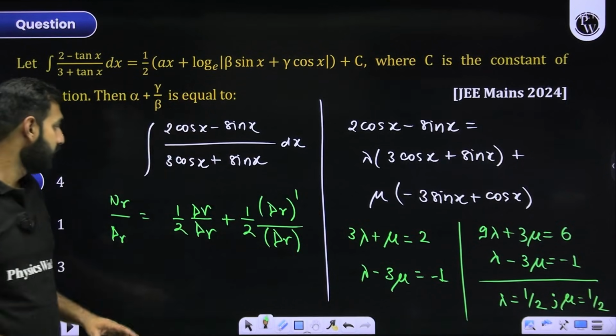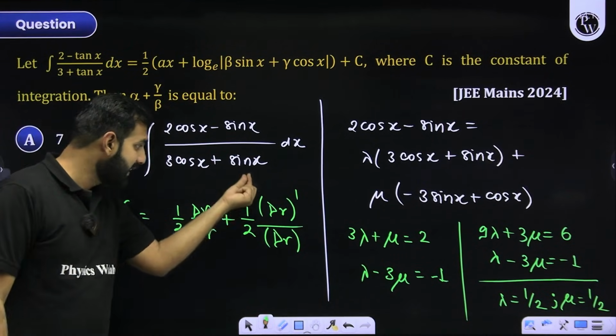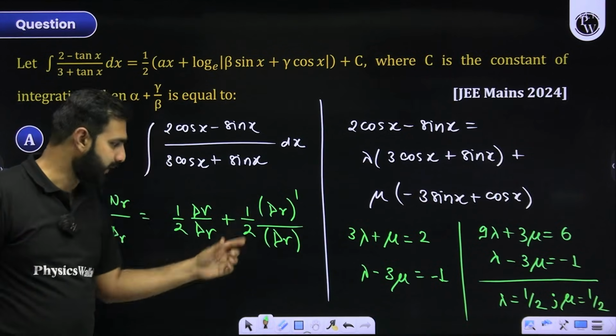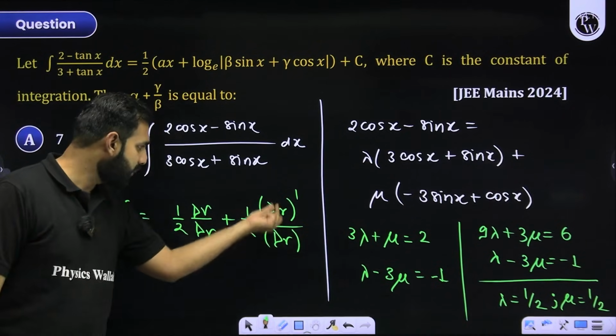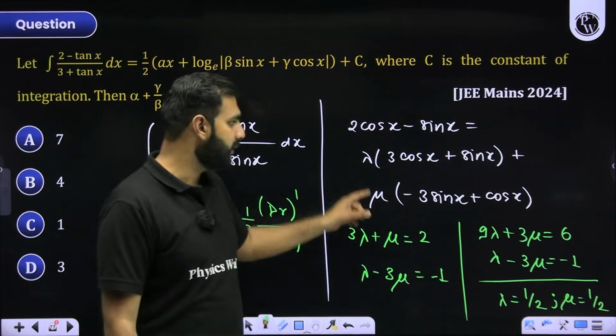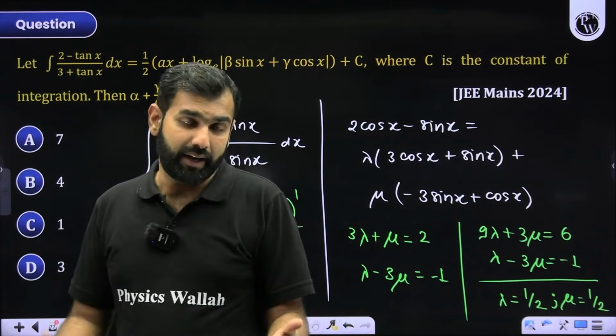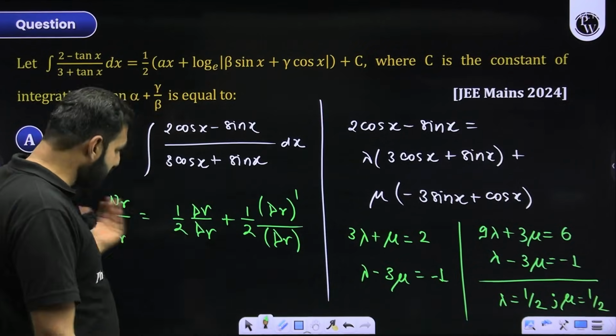I hope you're understanding. Numerator we have been able to write as lambda times denominator plus mu times derivative of denominator upon denominator. So that denominator I have split into this as well as this, and I have replaced lambda and mu as well, but I have written it in a shorter format so that we can end up saving time, and that's what I would expect from you as well.